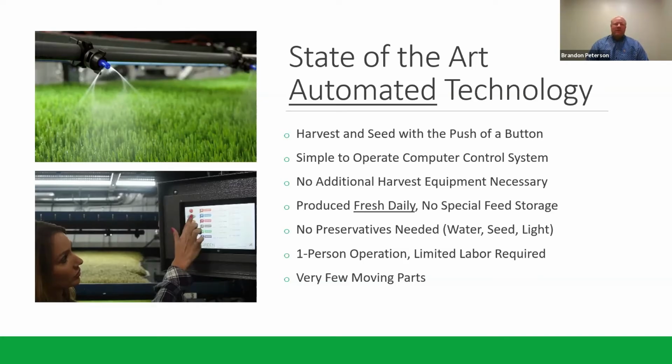You'll push the button, the feed's going to fall onto the conveyor, come out of the building and go into either a bunker or right into your feed wagon. The neat thing about that is it eliminates almost all of your shrink, waste, or spoilage. There's no preservatives needed. It's all natural from that standpoint. We're using water, seed, and light to grow this feed to about 8 inches tall in just 6 days. It's a one-person operation with limited labor required, and there's very few moving parts. If you watch the video, there's a belt, and it seeds off at one end, and it harvests at the other end, but then that belt sits still for about 6 days until the fodder is done growing.